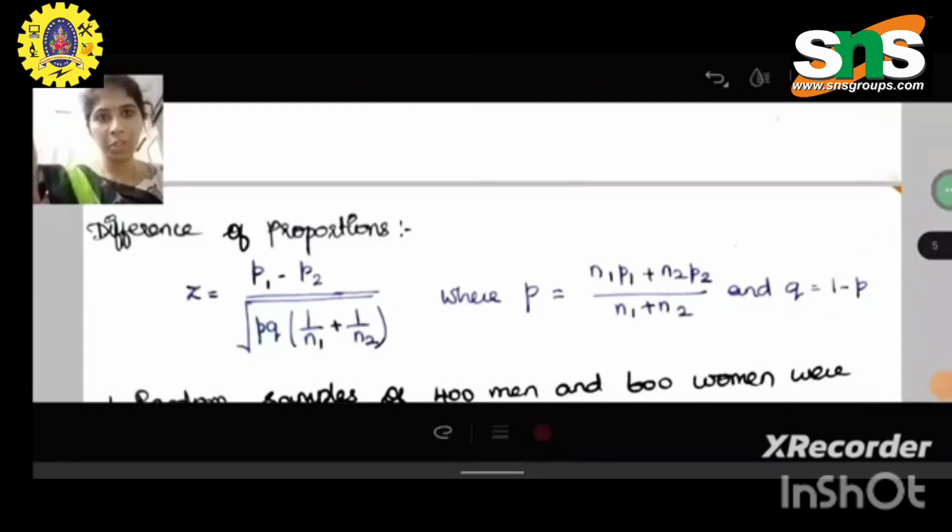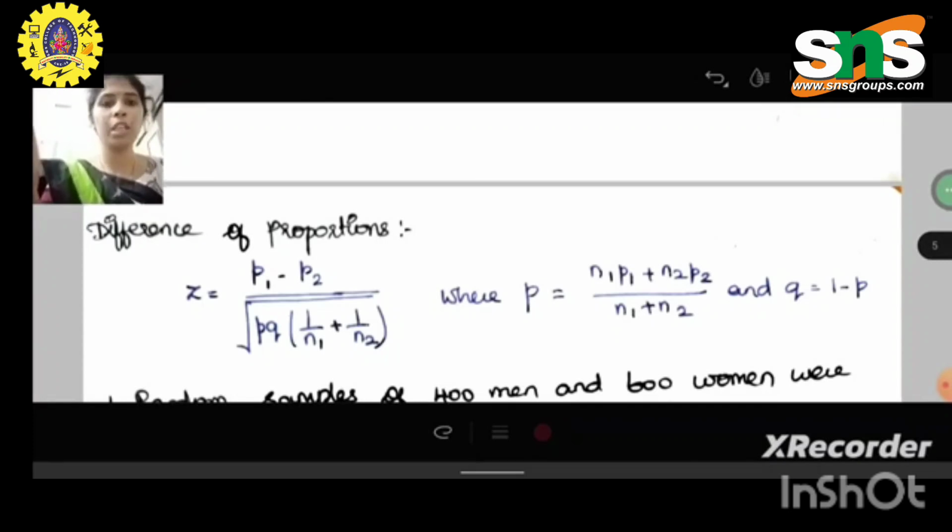Everyone, as the continuation of the lecture series, today we are going to see the test of significance of difference of proportion. In the last class we have seen the test of significance of a single proportion. That is, we have only one proportion, whereas here we will be having two samples. So therefore we are going to compare the proportions of the two samples.